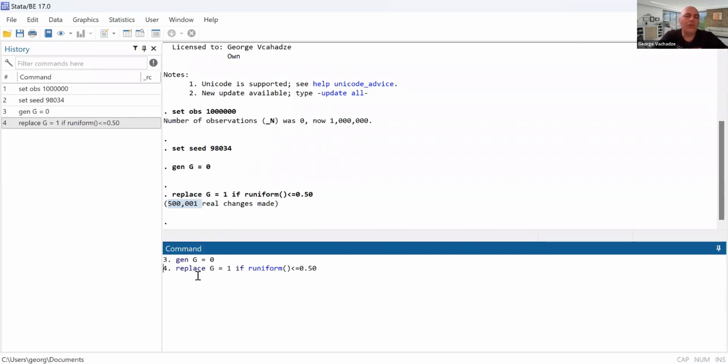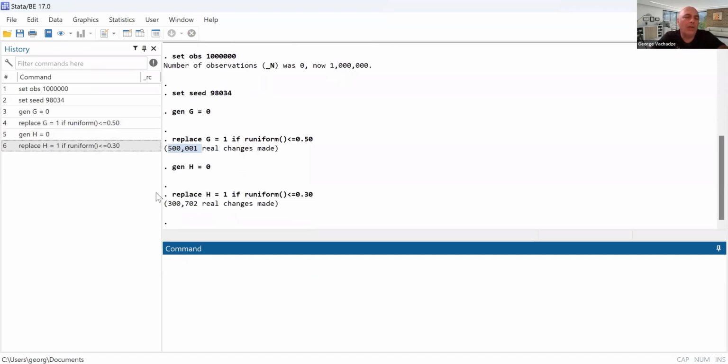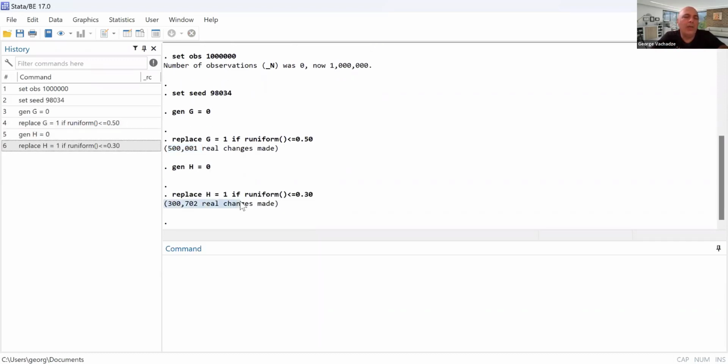In the same way, we now generate the random variable h. We generate h equals 0 and replace h equal 1, and that should happen with probability 30%. I will run this program, and if you see here, h was equal to 1 about 300,000 times out of a million. So the proportion of students who take the science class is 30%.